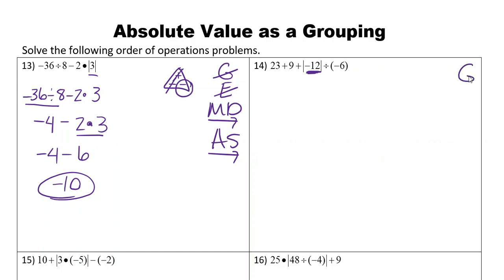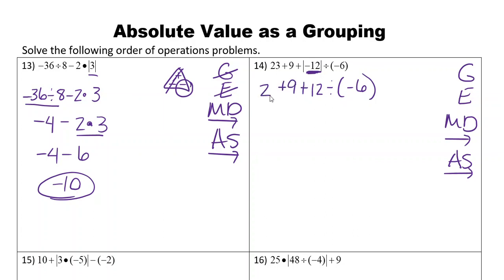For number 14, grouping, exponent, multiply, divide, add, subtract. My grouping is that absolute value, which is 12. Absolute value of negative 12 is positive 12. It's the distance from 0. Then no exponents. Here's my division. 12 divided by negative 6 would be negative 2. Remember your triangle if you need to. Positive with a negative gives me a negative solution.